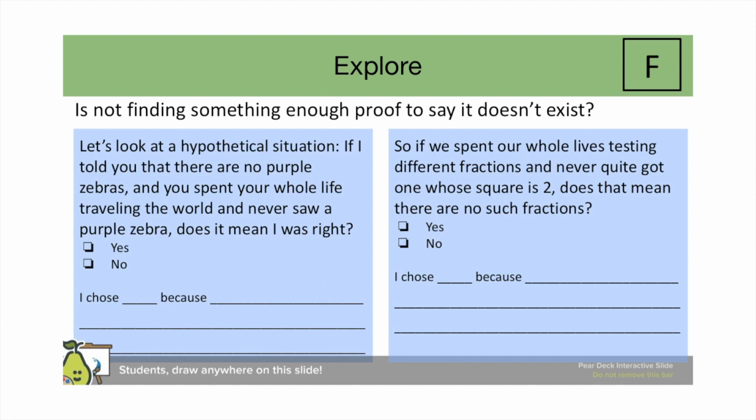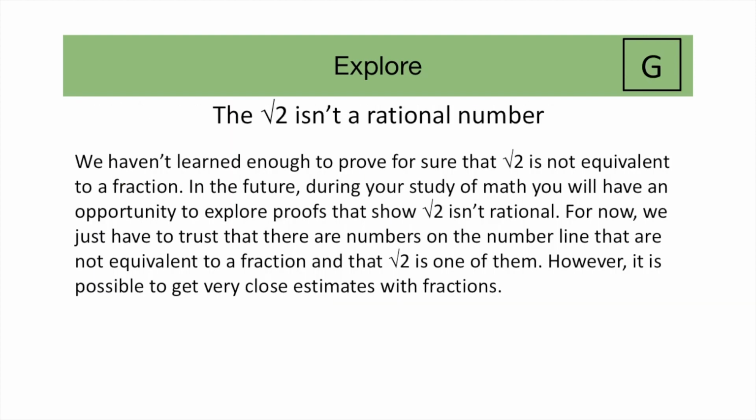For now, we just have to trust that there are numbers on the number line that are not equivalent to a fraction, and that square root of 2 is one of them. However, it is possible to get very close estimates with fractions. Then you're going to explain that square root of 2 isn't a rational number, and you're just repeating that explanation from the slide beforehand. Also know, to support students, I switched the order of the slides. So I switched H to go in front of slides F and G. That way students can understand this conjecture from slides F and G.